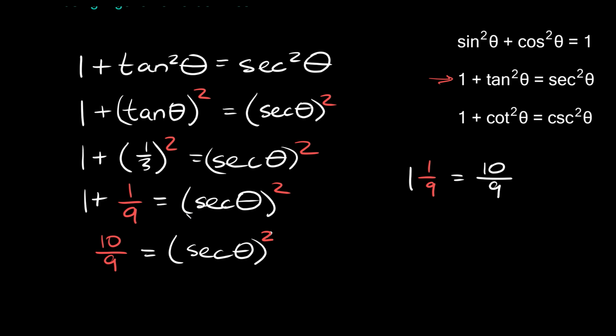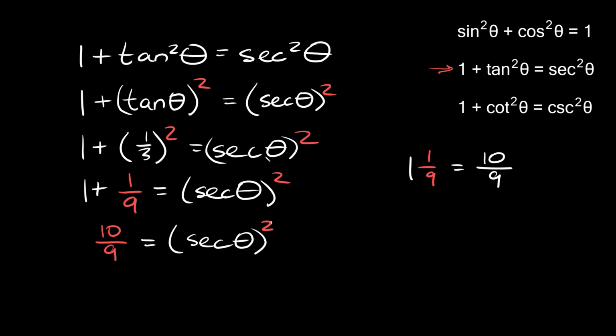All right, so again, we're trying to solve for the secant of theta. So now we can get rid of this exponent of 2. And again, we can do that by taking the square root of both sides. Over here, they cancel out. So we're simply left with the secant of theta is equal to the square root of 10/9. And let's just do that over here.